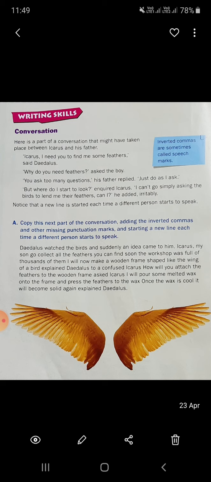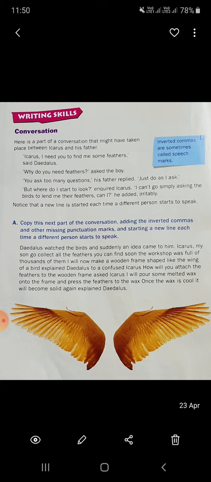We're supposed to add inverted commas, sometimes called speech marks. Notice that a new line is started each time a different person starts to speak. So the easiest way for you to remember is a new person speaking, you'll start with a new line. When a particular child speaks, you'll start with the first line, and when the next child speaks, you'll start in the next line. You will not have continuous lines here. Is it clear?